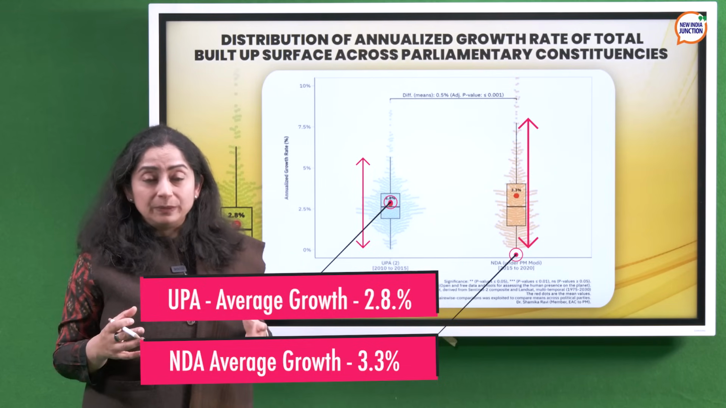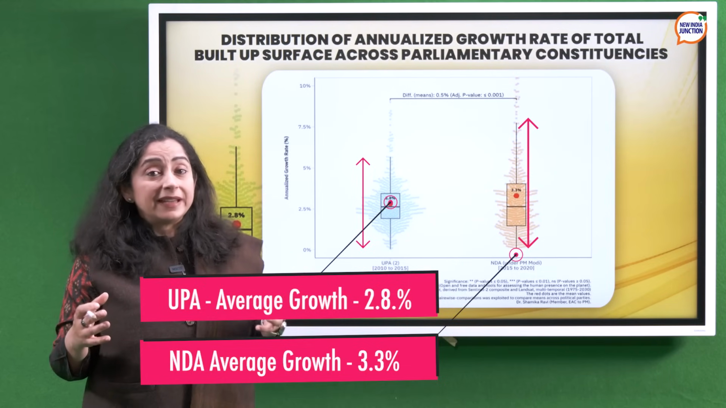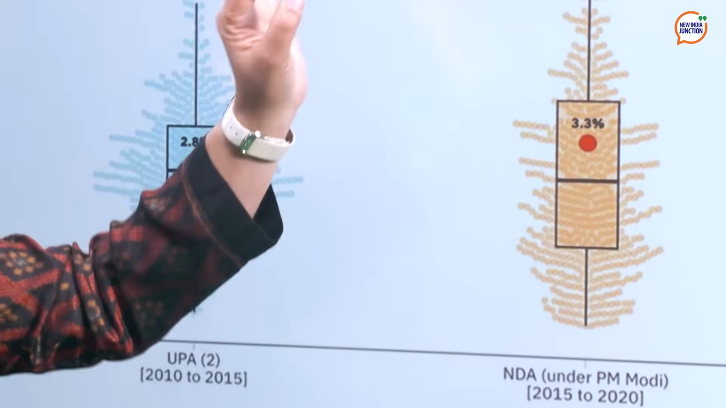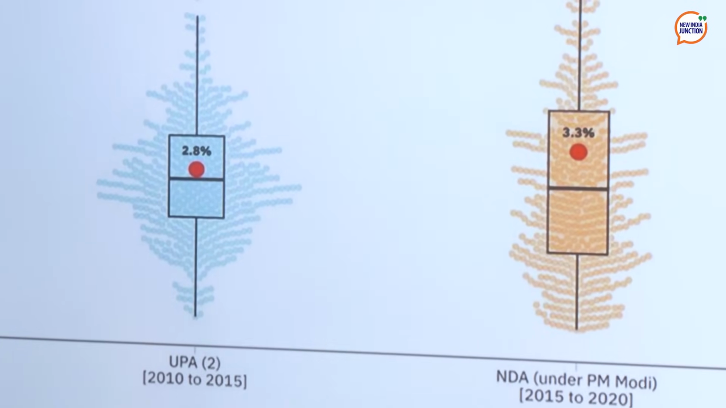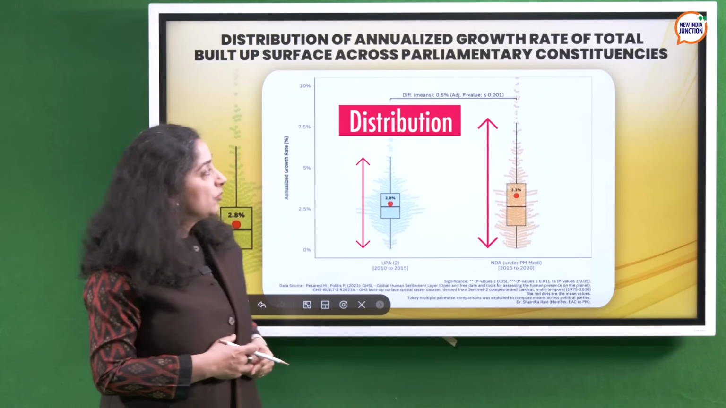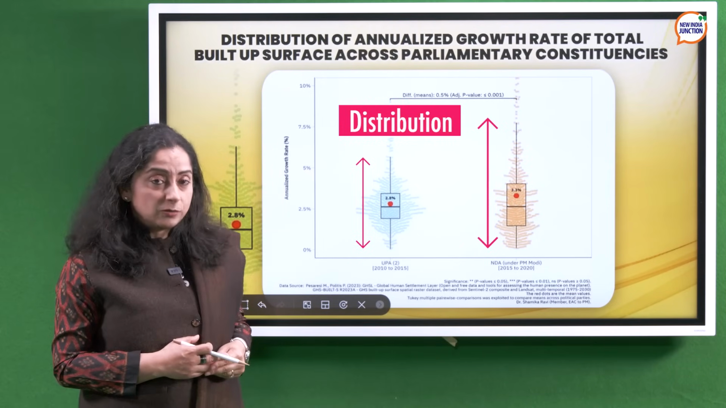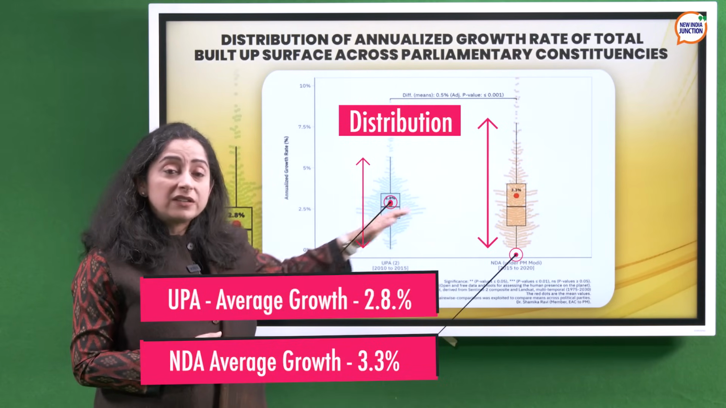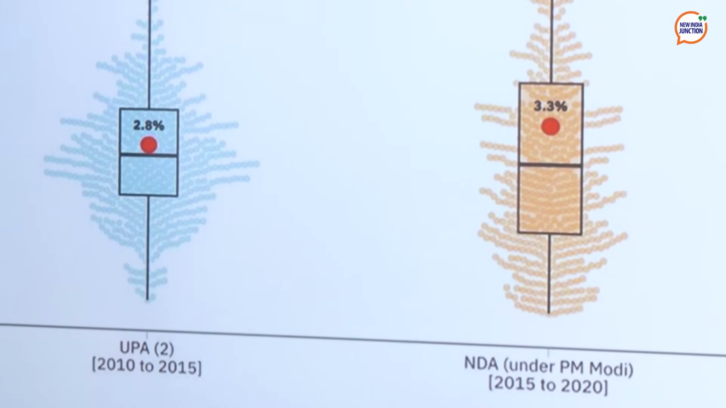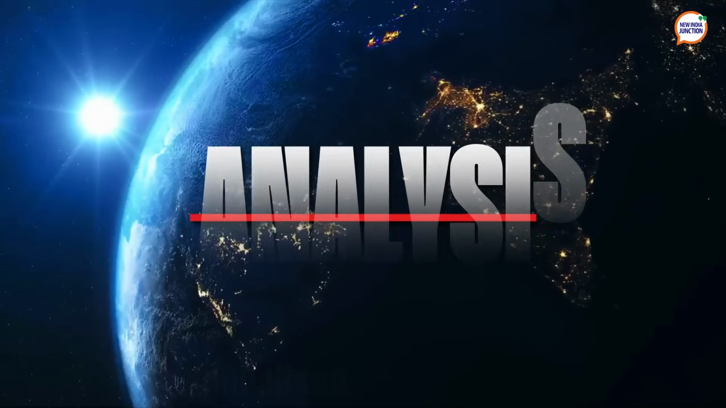Now, quite remarkably, the gap between this is around 18%. And that is what this study captures, that you have a wide distribution. Each dot here is a parliamentary constituency. And you can see that while it varies from a little over 0% to above 10% annualized, the averages are quite remarkably and very significantly higher under the NDA one, which is under Prime Minister Modi.